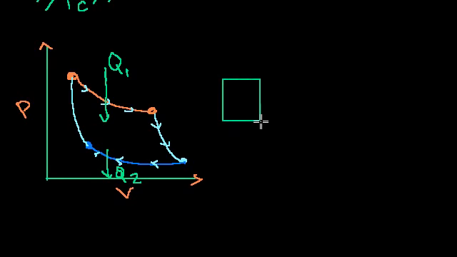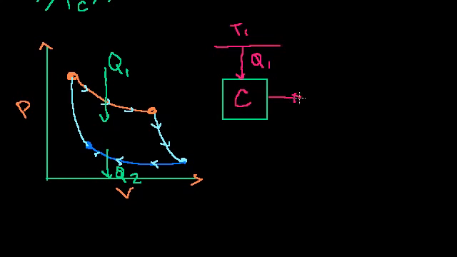I could also depict it like this, where that's my engine. This is my hot reservoir. Let me put this as T1. T1 is up here. It transferred Q1 to my Carnot engine. My Carnot engine did some work, and then left over, it transferred into my cold reservoir, T2, it transferred Q2. This is another way of depicting what went on in this Carnot cycle.